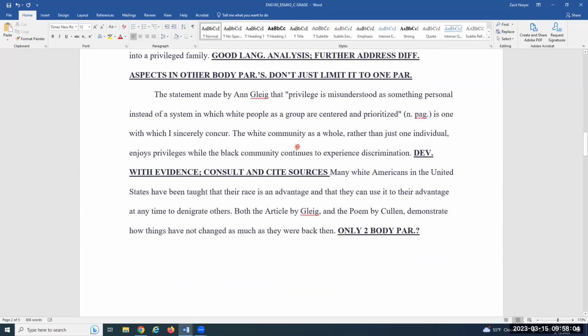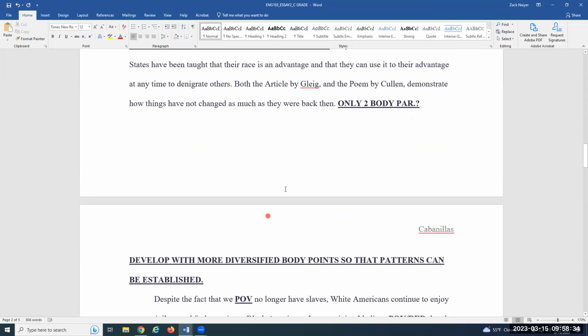Yeah, I mean, the individual observations are not bad. And also, I would say, aside from the POV shifting at times, I think the writing in general is reasonably clean. Yeah, see, like here, I say, don't just speak in general, develop with evidence. Give me evidence, cite sources. Again, what the A+ paper did so well.